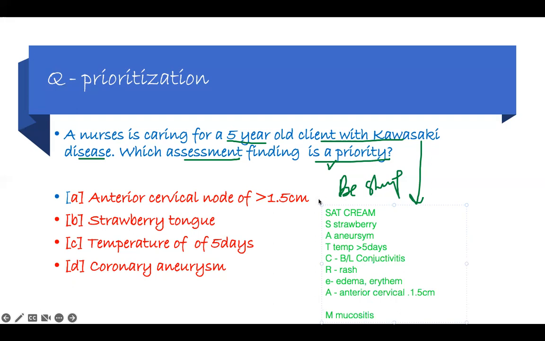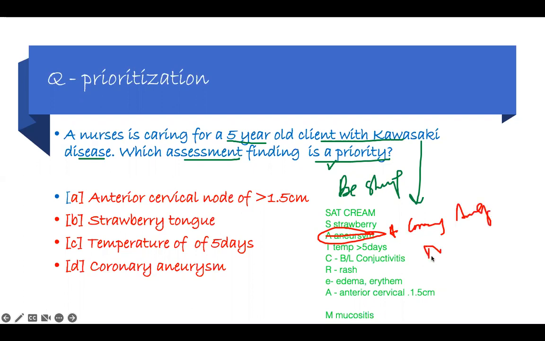So this is a problem that we don't know the cause of. We think it's an immune response to some viral infection, and the kid's mouth is all red, the tongue is swollen, they have fever more than 5 days, and then they have all these symptoms. The priority symptom for this patient is aneurysm. So this is the priority. This aneurysm is the priority. They get what we call coronary aneurysm, and this is what kills them.